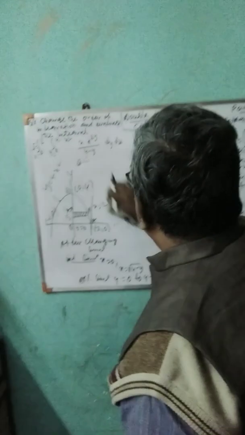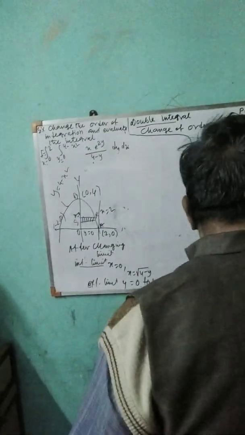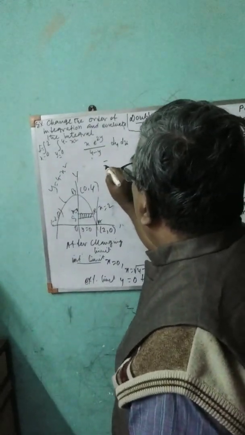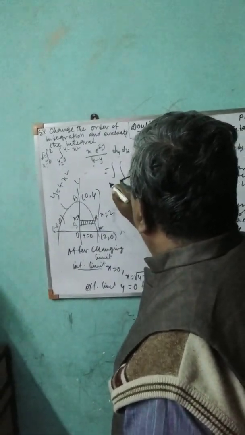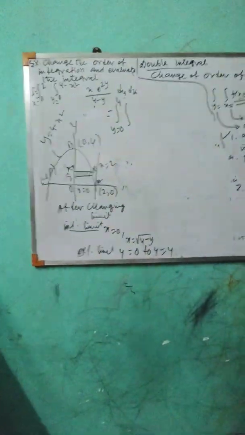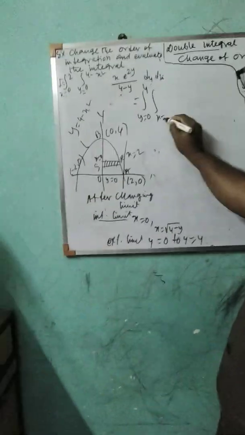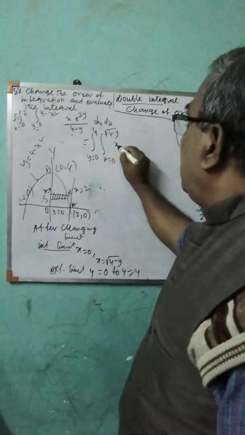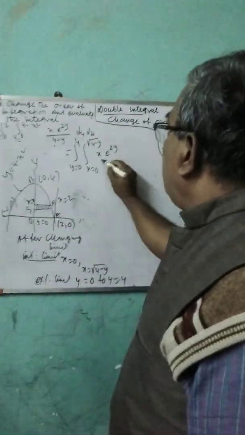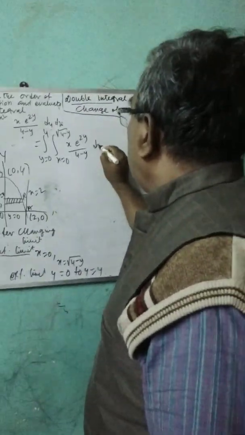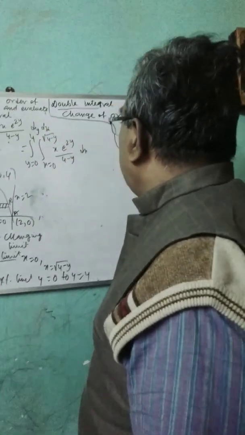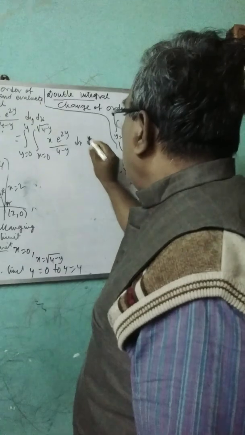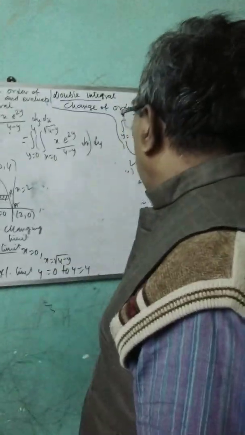So this is actually I. Now I becomes: the external limit is y equals 0 to 4, and x equals 0 to root over 4 minus y, and f(x,y) remains the same, that is x e to the power 2y by 4 minus y. This was dy dx, so this will be dx dy, that is with respect to x first, then with respect to y integration.